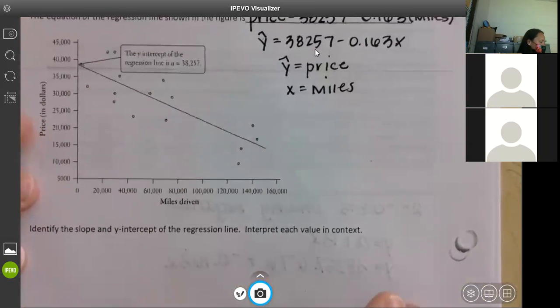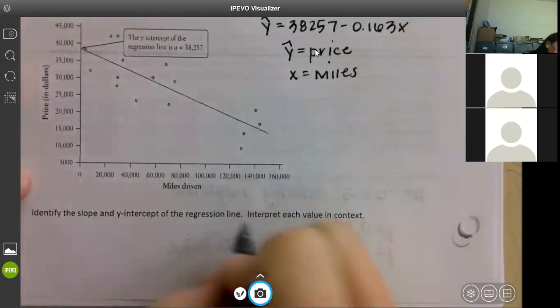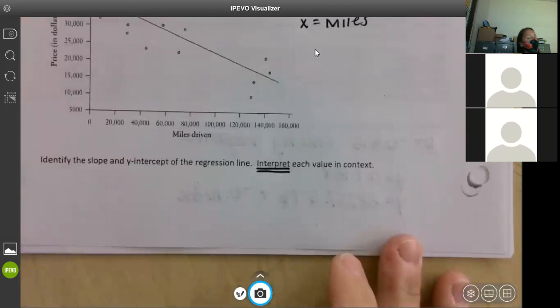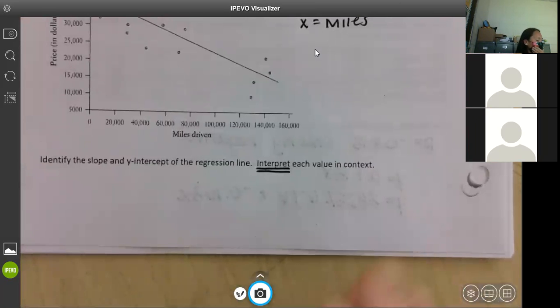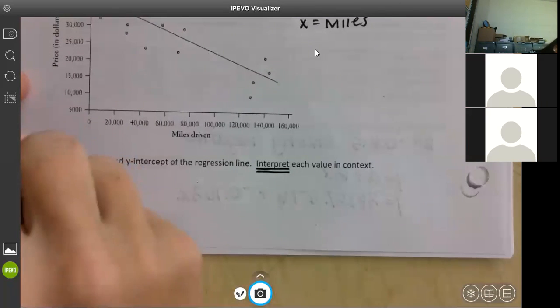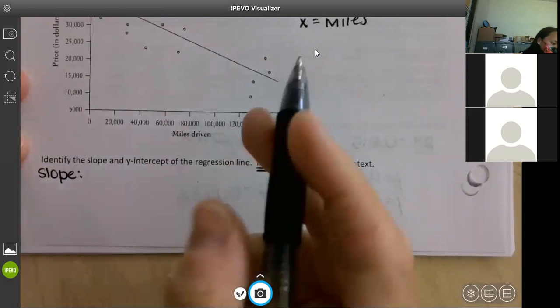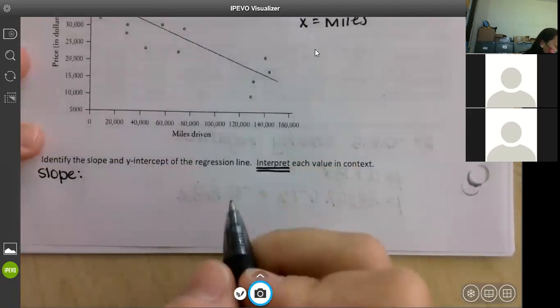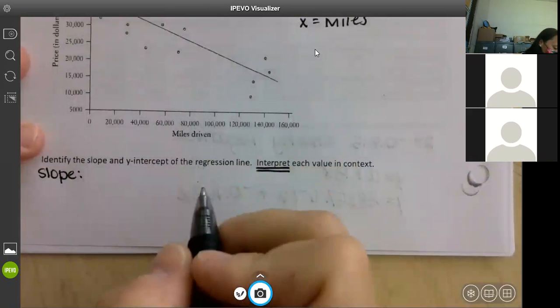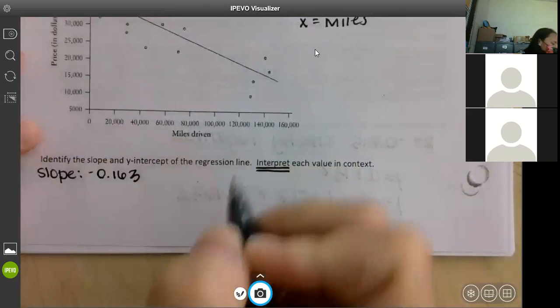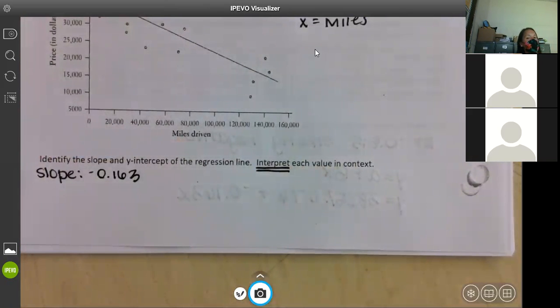So it says identify the slope and y-intercept of the regression line and then interpret. Interpret each. I know that this is on your homework tonight, okay? So which one is your slope? B. Yep, what is it? Negative 0.163. And how would I interpret this? It is the same way every time. You just change whatever units you're working with.